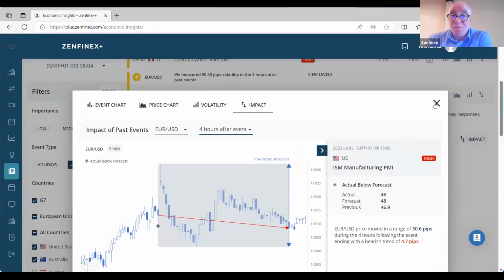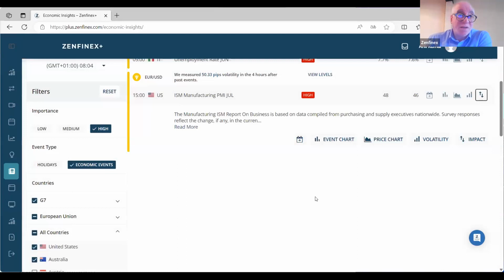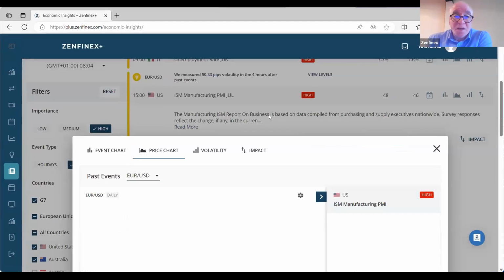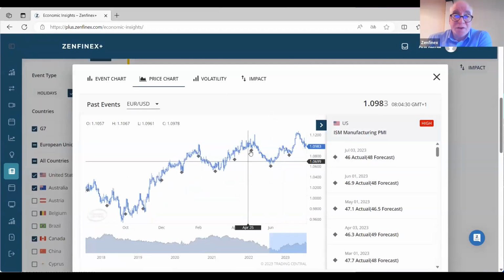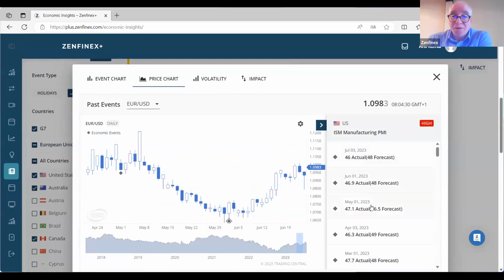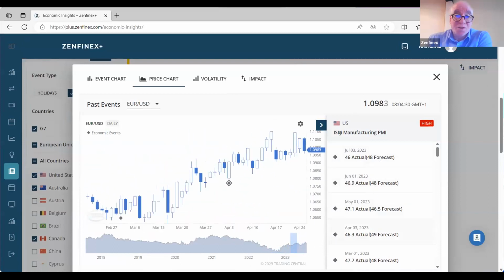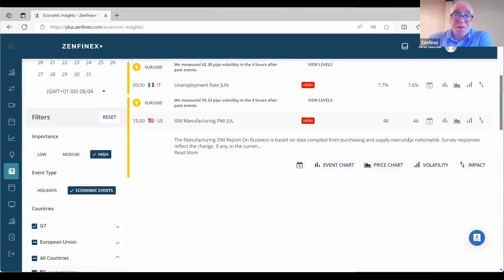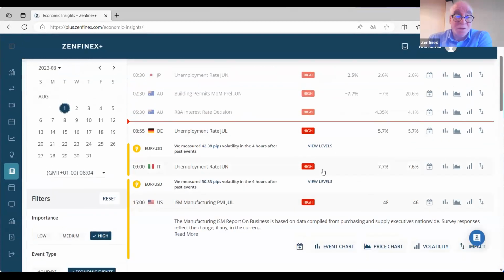And I call it Economic Calendar Plus because you can do so much analysis, particularly if you're a news trader, on how previous news announcements impacted price. I'm just looking at ISM, but it's the same for any instruments that you might be looking at. So familiarize yourself with it. It's absolutely free, and I think it's quite powerful, particularly if you trade news.